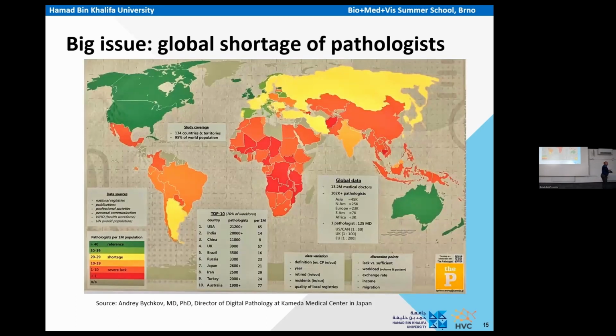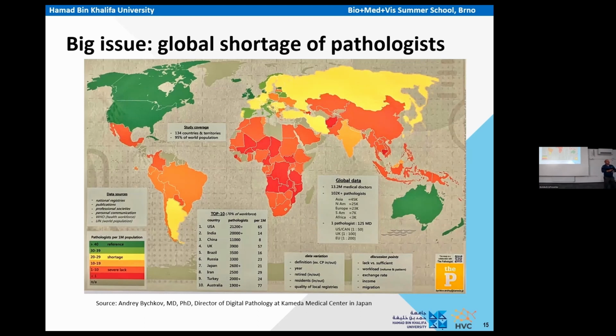Even with these kinds of protocols, the big issue is that there is a big shortage of pathologists in the world. This map was created maybe two weeks ago by the director of digital pathology in Japan, who made a big survey to figure out the status of pathologists all over the world. He found that apart from North America, probably Australia, and maybe some parts of Europe like the UK, the rest of the world is experiencing a big shortage of pathologists.